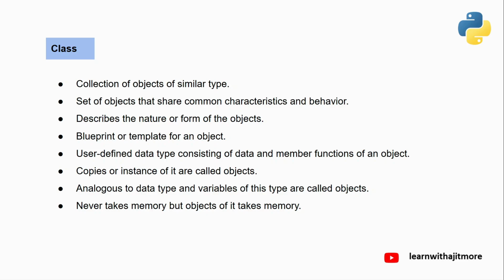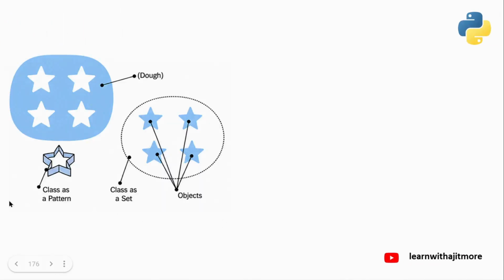Therefore, for every object, separate space will be there. As an example, yesterday I also gave you an example: when there is a festival, mom makes cookies at home. To make those cookies, she has an aluminum mold or a plastic mold. So this is the mold of star shape. That mold is the class.